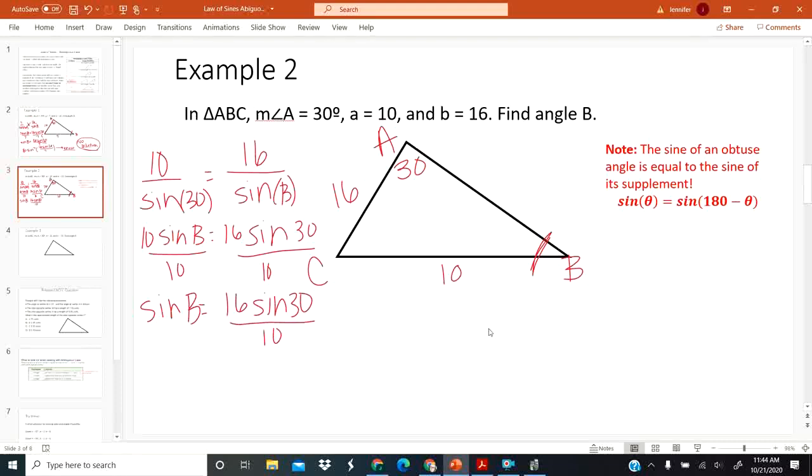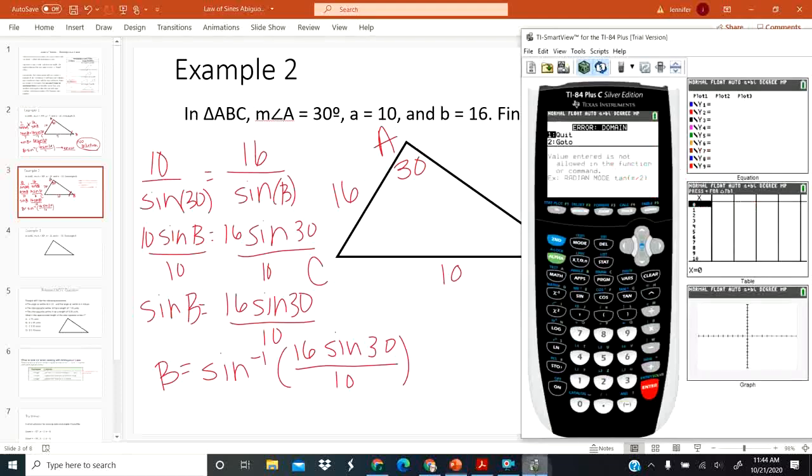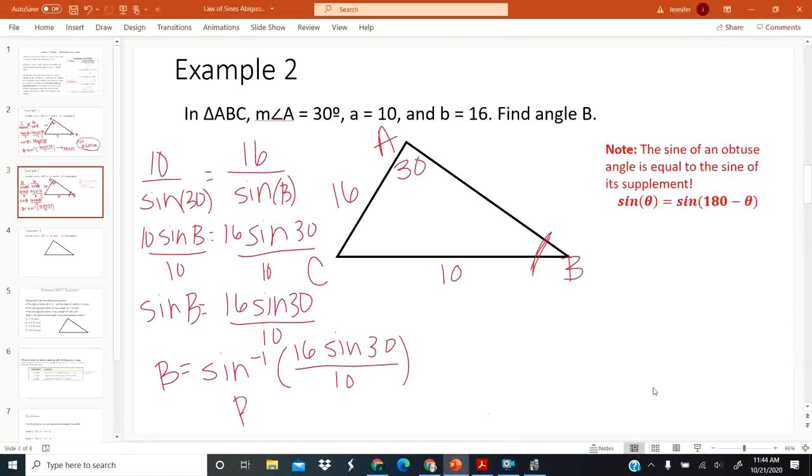And again, just like on the last one, to finish solving for B, we're going to take the inverse sine. So sine inverse of 16 sine 30 over 10. And so I'm going to go to my calculator and I'm going to type that in. So I need second sine for sine inverse, and I need the fraction bar in there. And I have 16 times the sine of 30 divided by 10. And I want to solve for that. And so this time I do get an answer. It's 53.13 degrees.